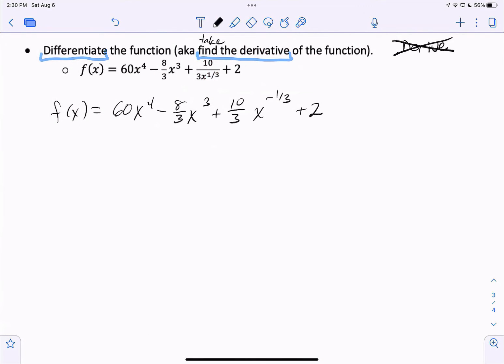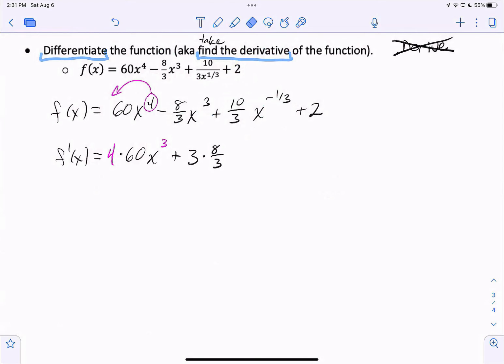You're going to get used to doing stuff like that. That is expressing exponents using negative exponents, essentially. All right, now let's do this. f prime of x is equal to, now we're going to use the power rule for all of these terms except for the last one, which means for 60x to the fourth, the 4 is going to come out front as a coefficient. I'm going to multiply that by 60 and then subtract 1 from the exponent. Next term, the 3 is going to come out front.